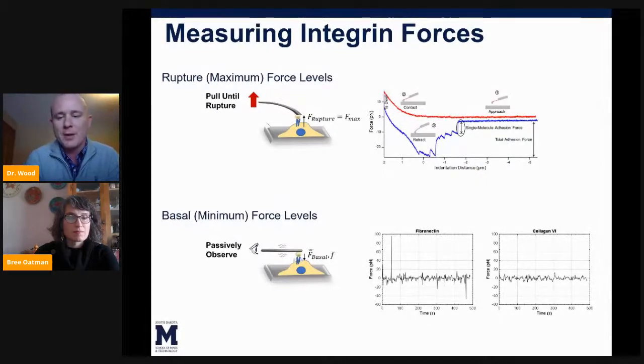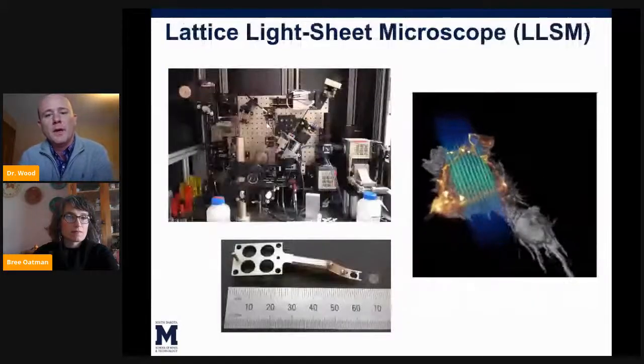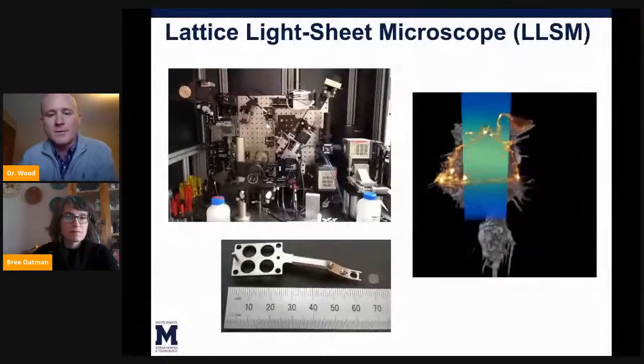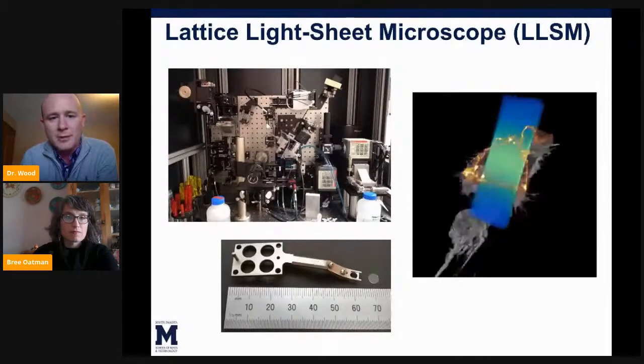Whereas if we apply forces that are just a little bit above the basal, the minimum level that the cells are used to pulling themselves or experiencing themselves, then we should get what we call anabolic signaling, which is the other side of the homeostasis picture, which helps to build the tissue up and give you healthy cartilage. One of the microscopes that we can use for these experiments is a brand new kind of microscope.